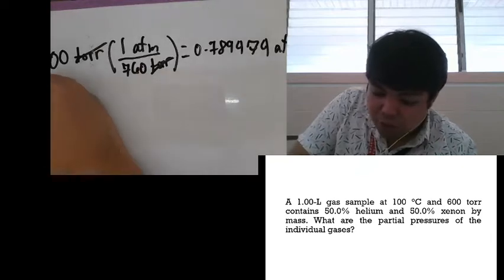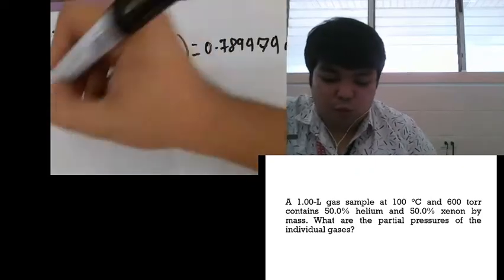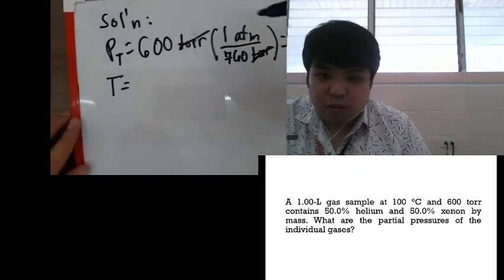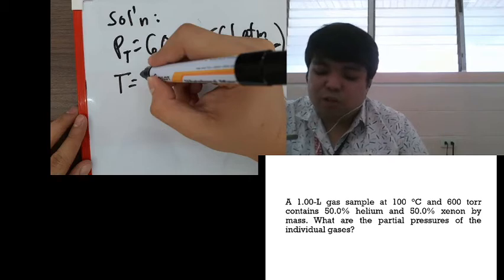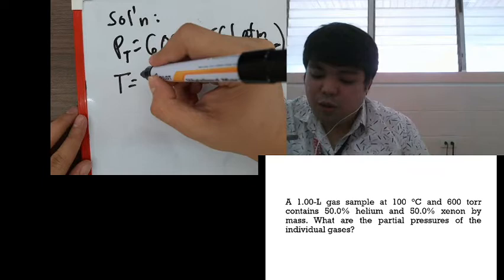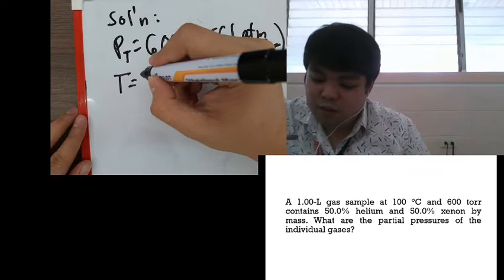Then, for temperature, we convert this to Kelvin. So, of course, you just add 273.15, which is equal to 373.15 Kelvin.